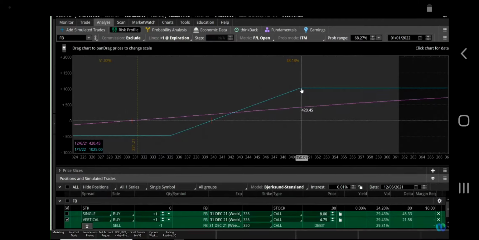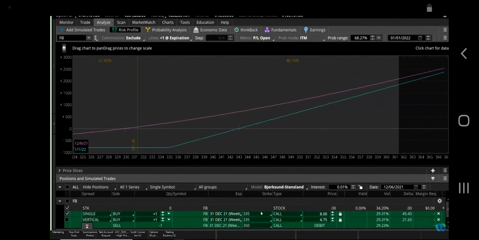So in terms of max loss, well, that's easy. We just go down here and take a look at the spread, and it says 4.75. That's 4.75 times 100. That's $475. Or you could look at this max loss area here and look at the blue number right here. That's 475. I'm going to uncheck that, put in the single option, and that's $8, as you can see.